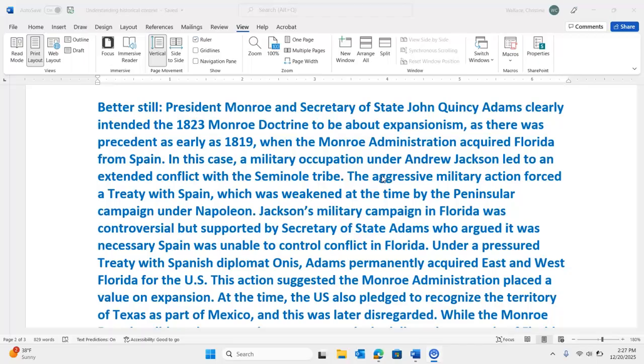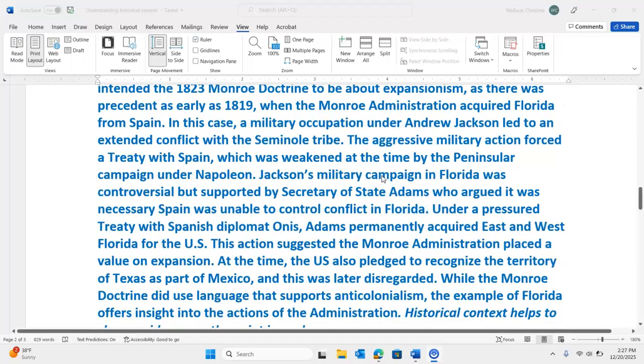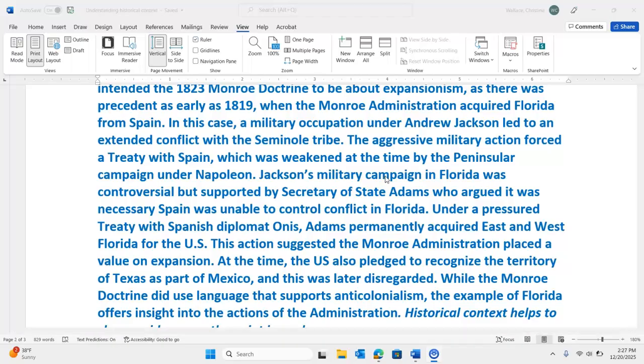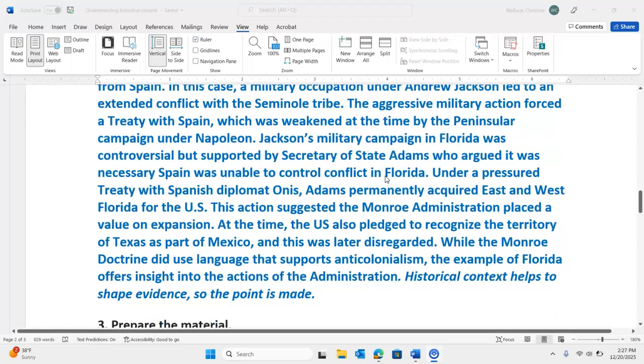This action suggested the Monroe administration placed a value on expansion. At the time, the U.S. also pledged to recognize the territory of Texas as part of Mexico, and this was later disregarded. While the Monroe Doctrine did use language that supports anti-colonialism, the example of Florida offers insight into the actions of the administration. In this case, historical context is helping to shape the evidence.